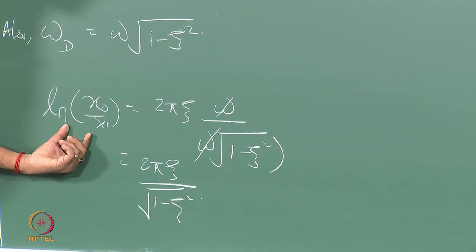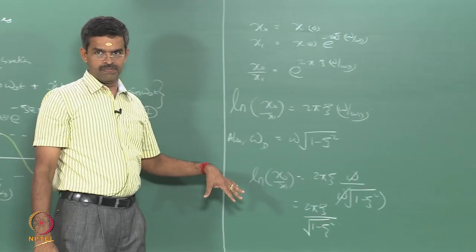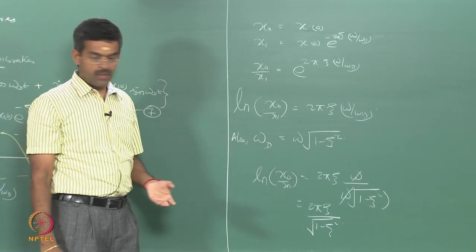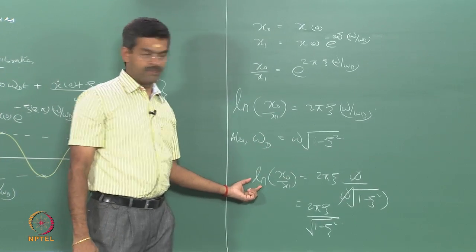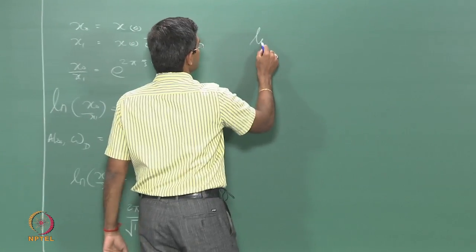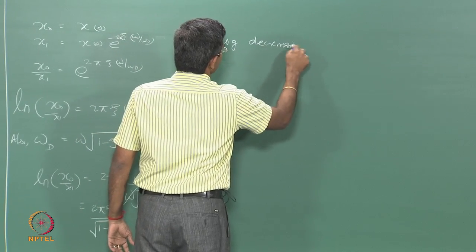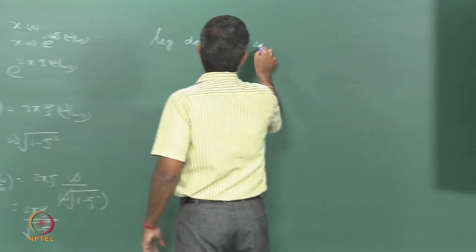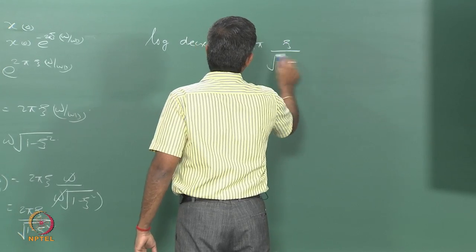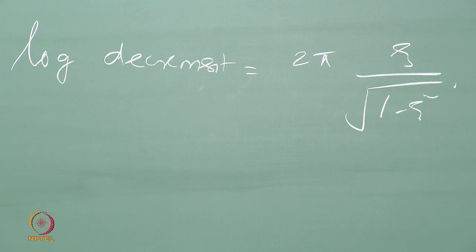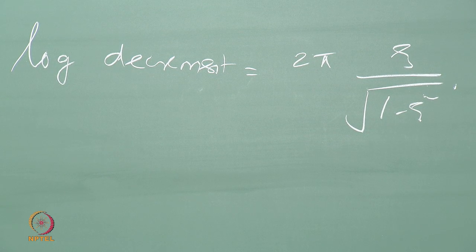Now, the left hand side I call the logarithmic decrement. Why? There is a decrement because x1 is less than x0. Logarithmic because there is a log value here. So, I will simply say the logarithmic decrement is 2 pi zeta by root of 1 minus zeta square. Now, let us look at this equation.